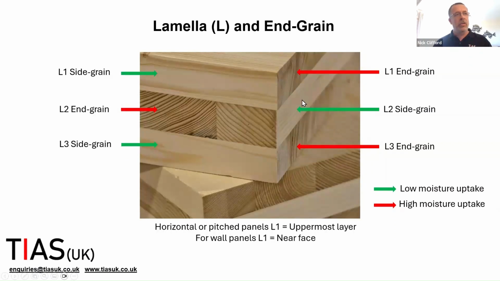Whereas on the next layer down, I'll be targeting this area here because that's where there's end grain. Whereas there's very little risk of moisture uptake through the side grain on layer 2. And again, end grain of layer 3 is where moisture uptake will occur. Side grain, very little risk of moisture uptake. And so that's where we need to take our moisture readings.